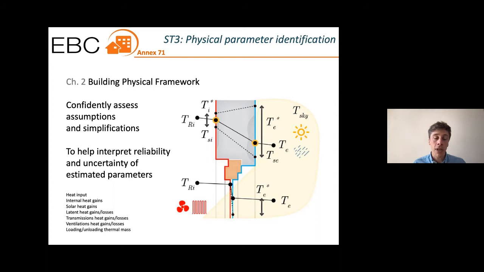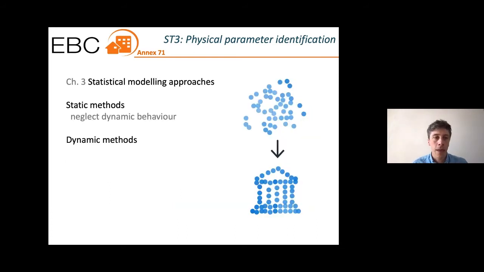There are many aspects that come into play when looking at the thermal behavior of a building. We have the heat input from the heating system. We have internal heat gains from users, solar heat gains, latent heat that plays a role, and transmission heat exchange towards the outdoors, towards the neighbor and towards the ground. So this first chapter lays these out and makes sure that we don't miss anything going further.